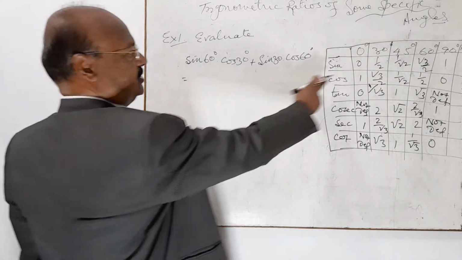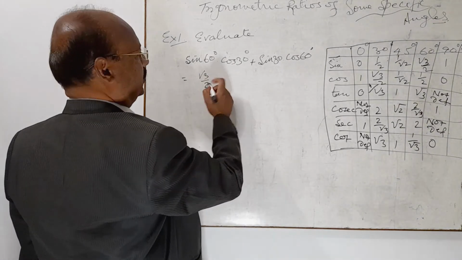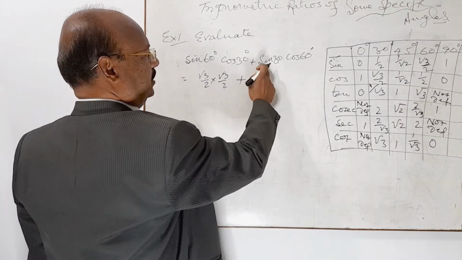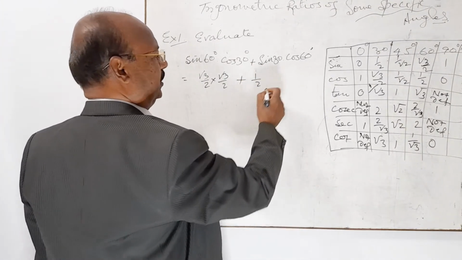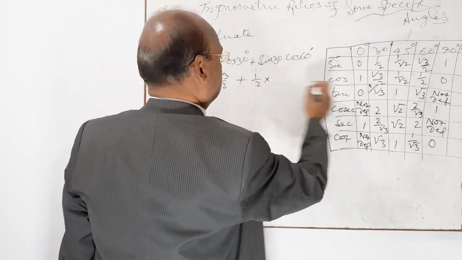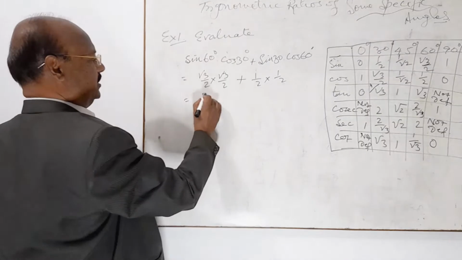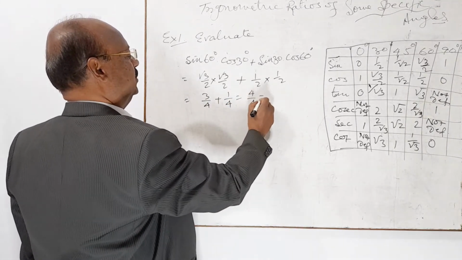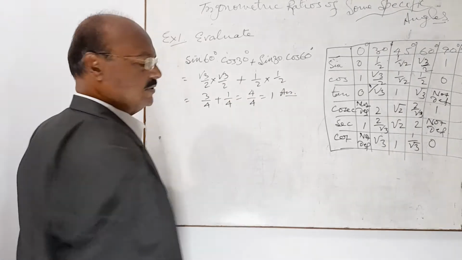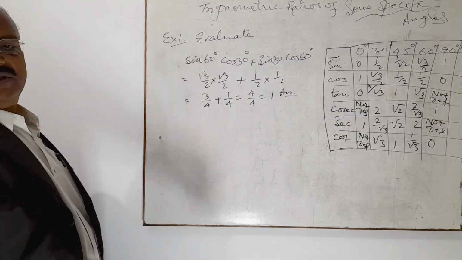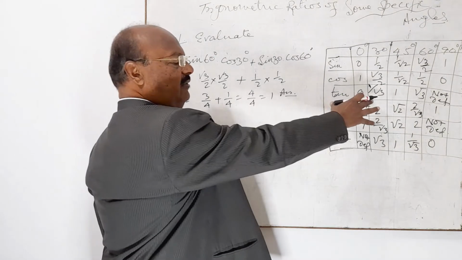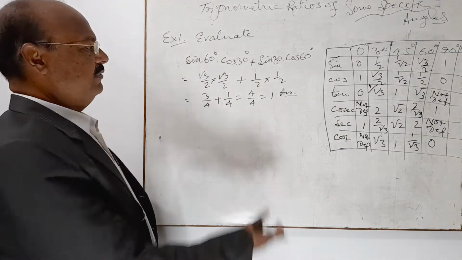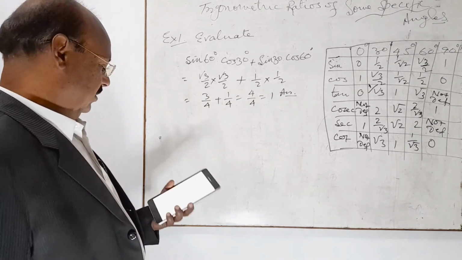So sine 60 is root 3 by 2, cos 30 is root 3 by 2, plus sine 30 is half and cos 60 is again half. So this is 3 by 4 and this is 1 by 4, that is 4 by 4, which is equal to 1. This is the answer. So very easily you can do these questions by remembering this table, putting the corresponding values in the given expression and simplifying it, you will get the result. Next question, let us see.